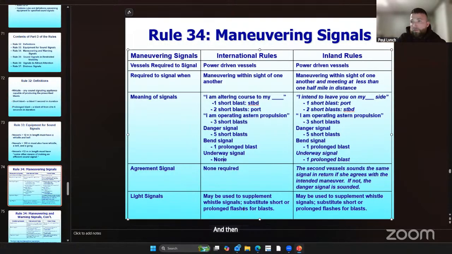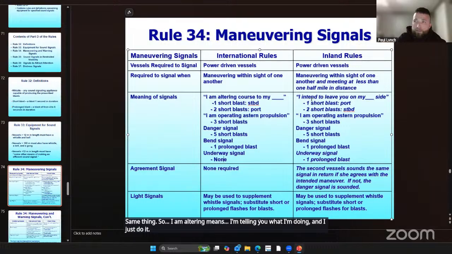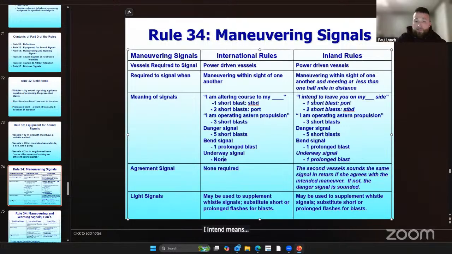And then light signals are the exact same thing. Like 3 flashes of a light would be stern propulsion. So I am altering means I'm telling you what I'm doing and I just do it. I intend means I intend to make this maneuver, but I need your permission. And if you tell me no, then legally I can't do it.